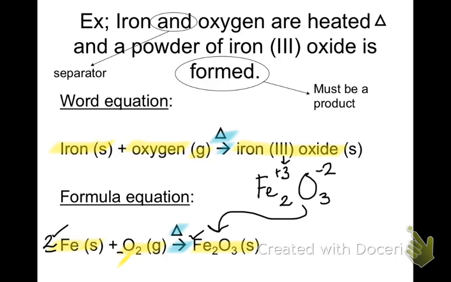And then our oxygens would have 2 and 3, so that would make things weird. So I guess what I would need to do is make this a 3, so I would have 6 oxygens. And then I'd have to put a 2 here to make this 6 oxygens, but that would also make me have 4 Fe's. So I need to go back and make this a 4.